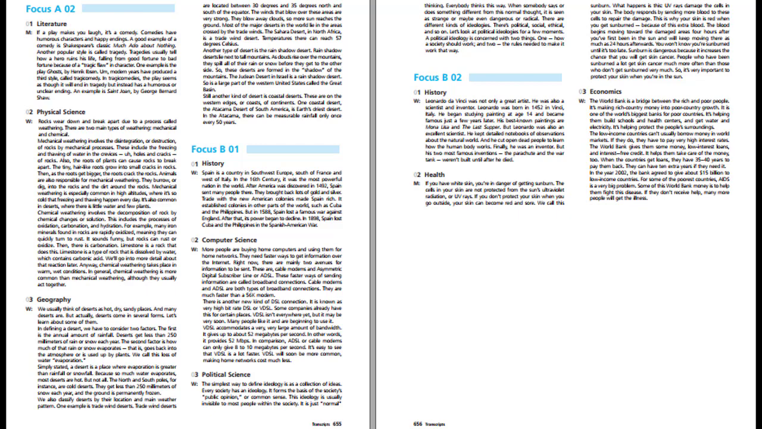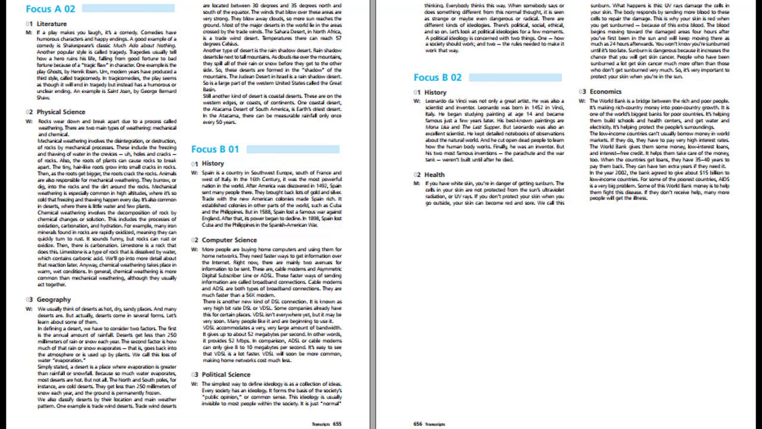It's also common in deserts, where there is little water and few plants. Chemical weathering involves the decomposition of rocks by chemical changes or solution. This includes the processes of oxidation, carbonation, and hydration. For example, many iron minerals found in rocks are rapidly oxidized, meaning they can quickly turn to rust. It sounds funny, but rocks can rust or oxidize.